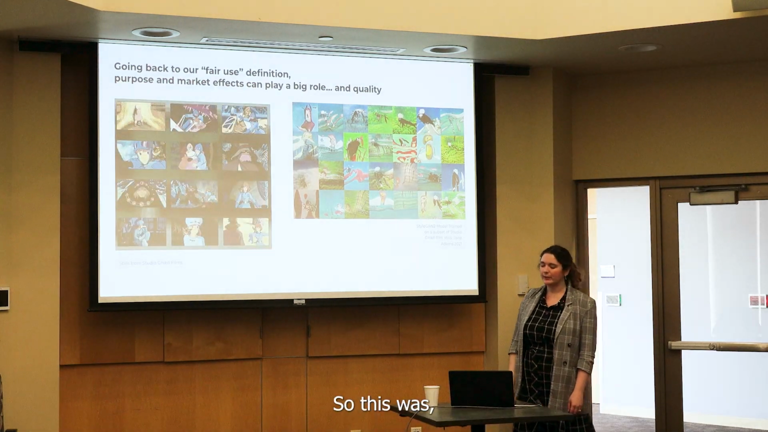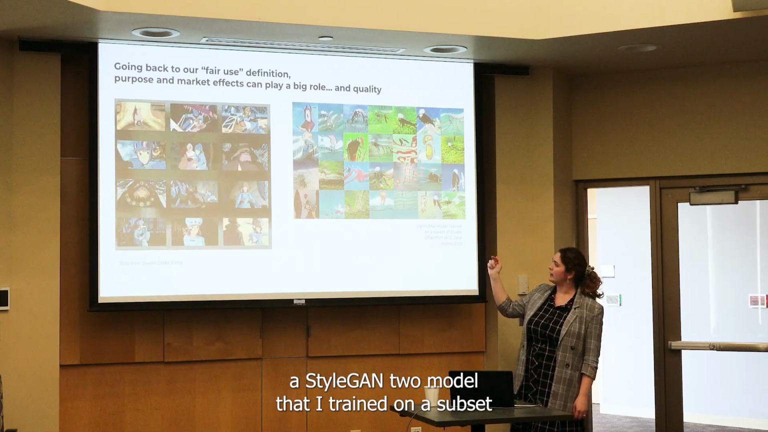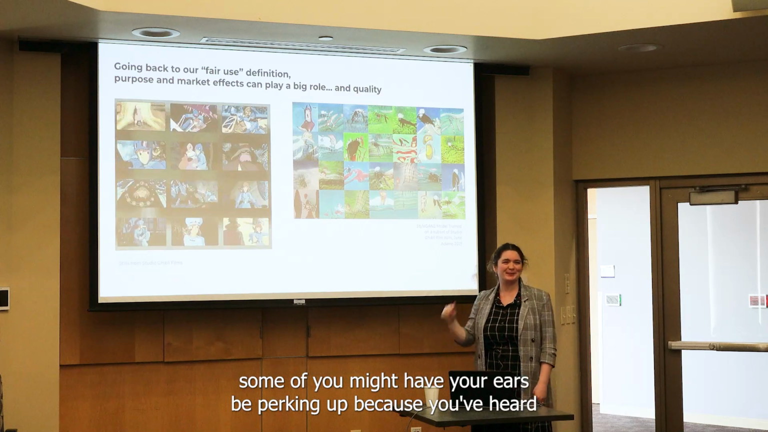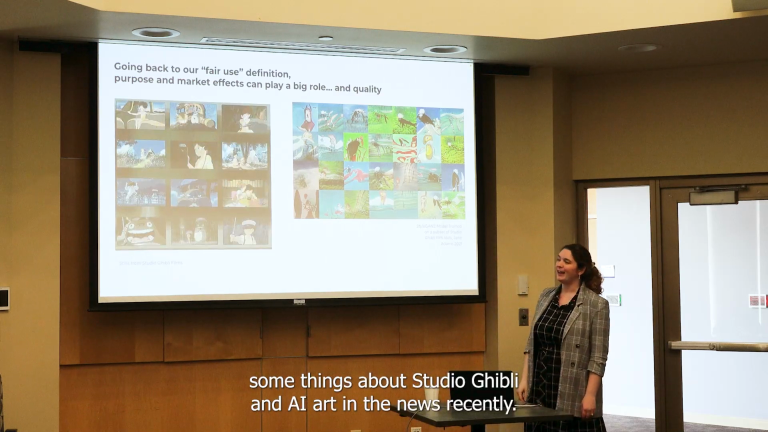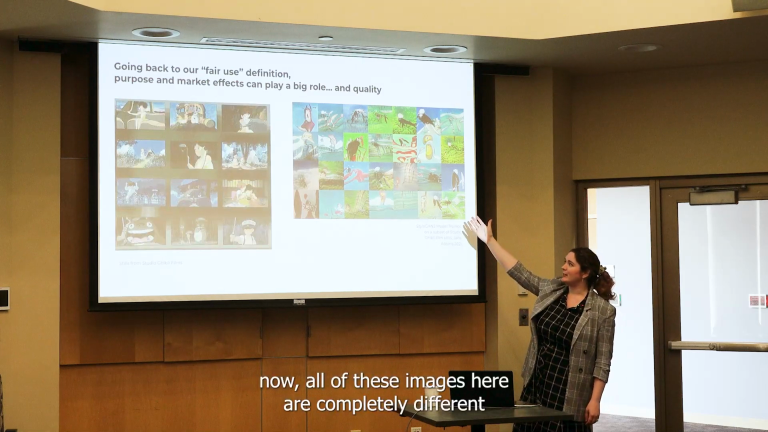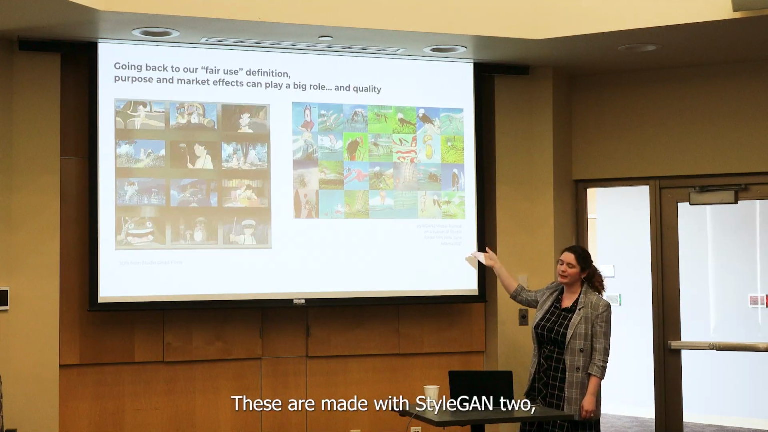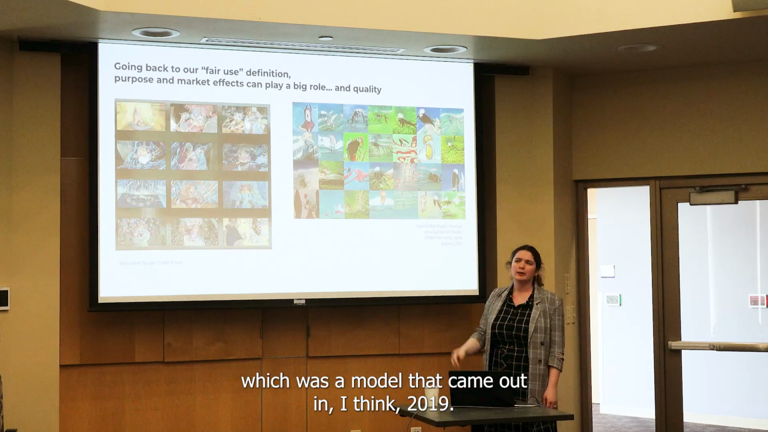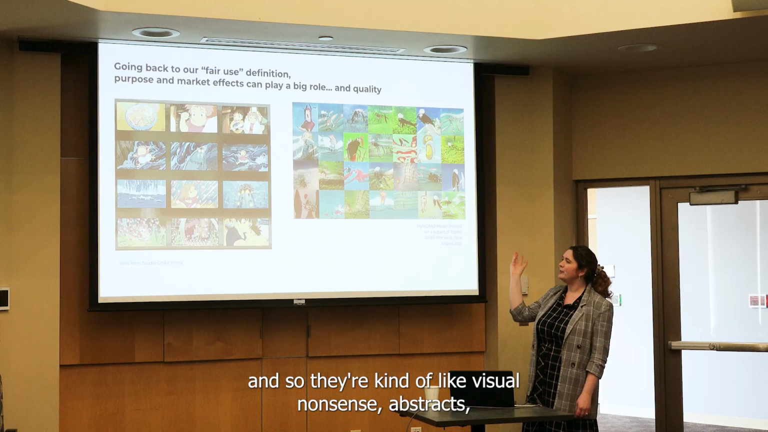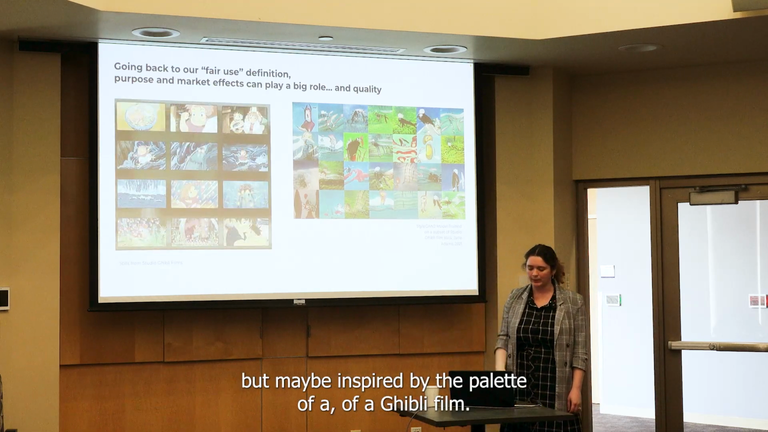This one was interesting. So this was a StyleGAN 2 model that I trained on a subset of Studio Ghibli film stills. Some of you might have your ears perking up because you've heard some things about Studio Ghibli and AI art in the news recently. Now, all of these images here are completely different from a Studio Ghibli film, right? These are made with StyleGAN 2, which was a model that came out in, I think, 2019. And so they're kind of like visual nonsense, abstract, but maybe inspired by the palette of a Ghibli film.